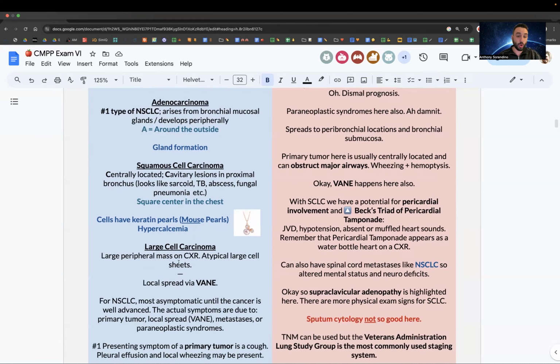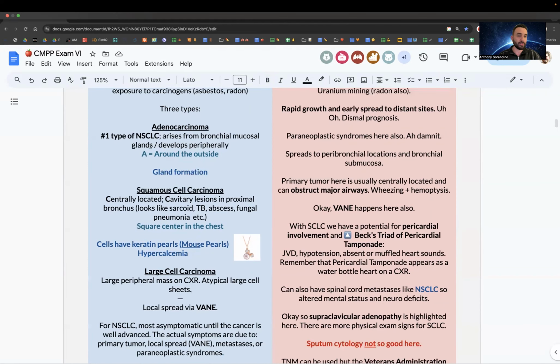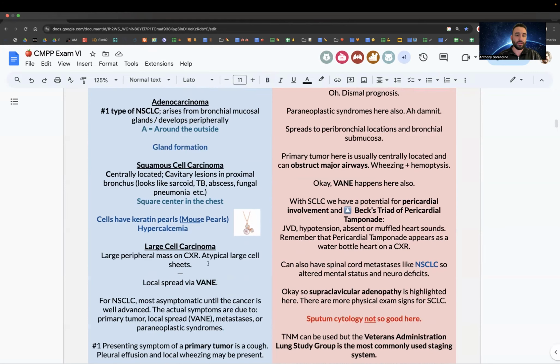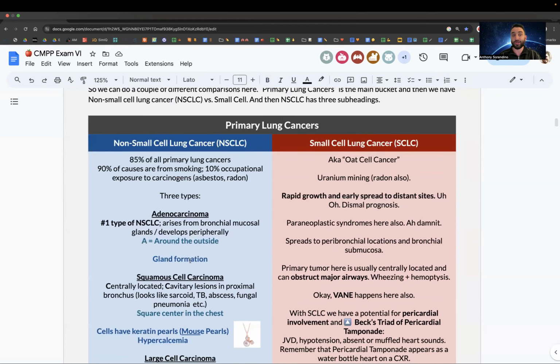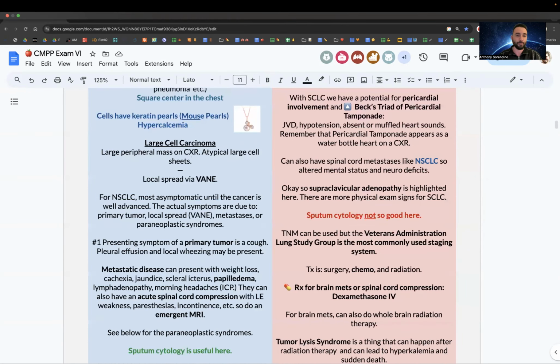And then the third one is large cell carcinoma. You're going to see a large mass on chest x-ray or atypical large cell sheets. You're not going to see the gland formation. You're not going to see the keratin pearls. So large cell carcinoma, which makes sense because it's under non-small cell lung cancer.